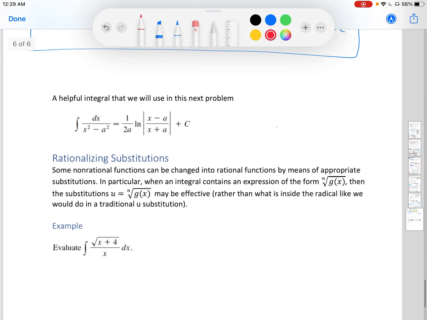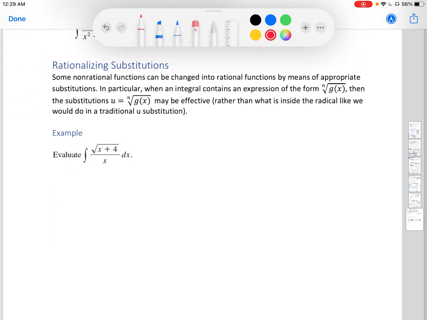Before we finish, let's go over how we can use a different type of substitution when integrating. Rationalizing substitutions. Some non-rational functions can be changed into rational functions by means of appropriate substitutions. In particular, when an integral contains an expression of the form the nth root of g of x, then the substitution u equals the nth root of g of x may be effective, rather than what's inside of the radical like we usually do for u substitution.